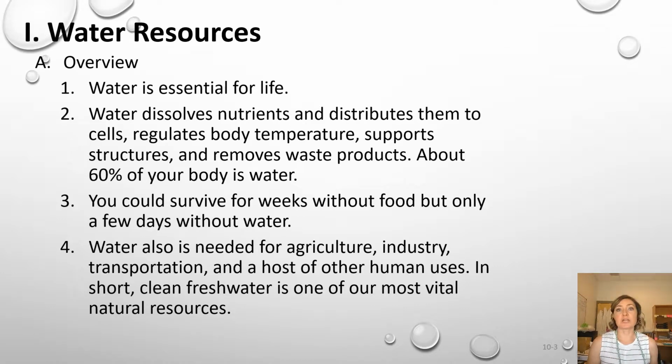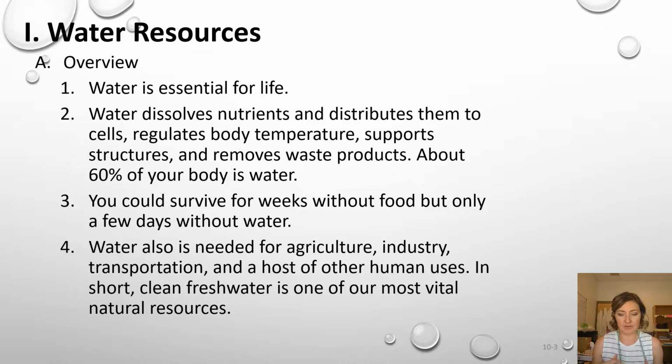Water can dissolve nutrients, it can distribute them to the cells, it also helps to regulate body temperature, it supports your structures, helps to remove waste products from the body. 60% of your body is made up of water. You know that you can survive weeks without food, but only a couple days without water.